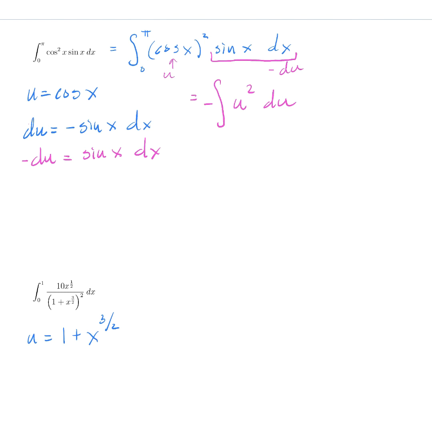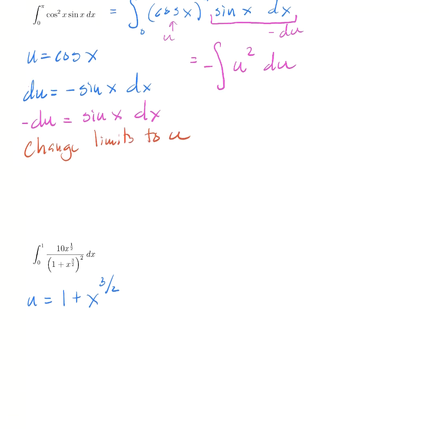Okay, antiderivative we can definitely handle, but the limits that we were given were in terms of x, and I want to change the limits to u. And so I'll do that over here, and then we can finish this antiderivative all in terms of the variable u without ever having to go back to x. Change limits to u. What do I mean by that?